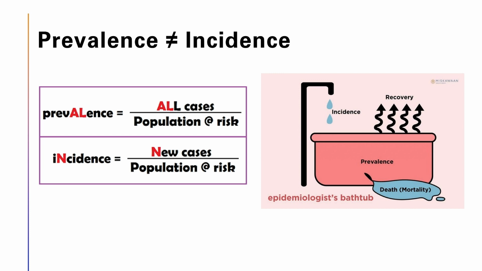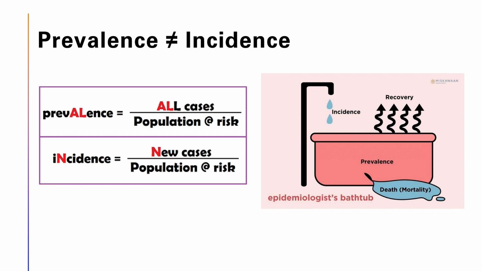Prevalence, on the other hand, represents the proportion or percentage of individuals in a population who have a specific condition at a given point in time or within a specific time period. It includes both new and existing cases of the condition and provides us with an understanding of the burden of the condition in the population.